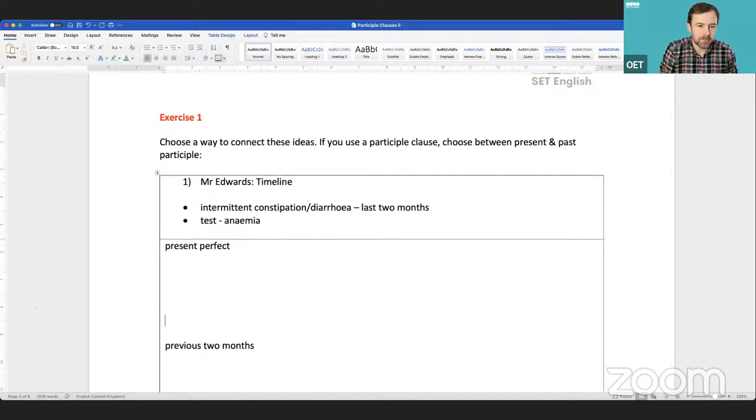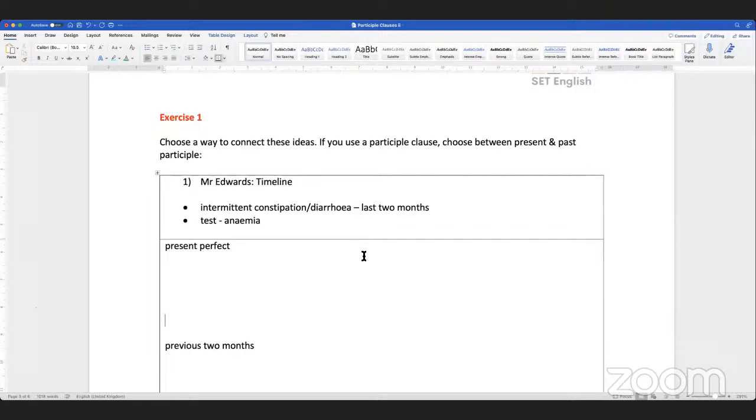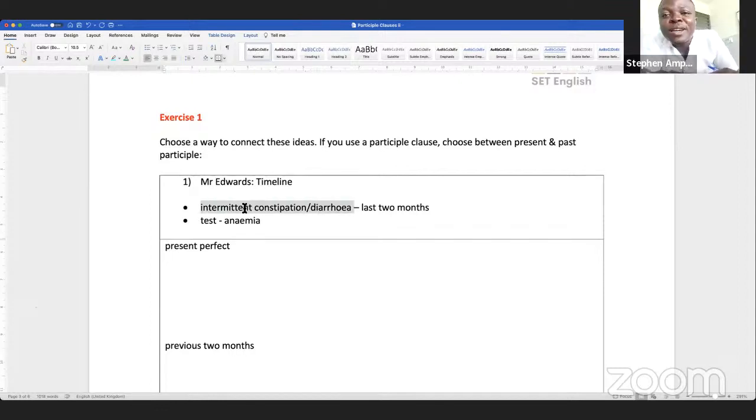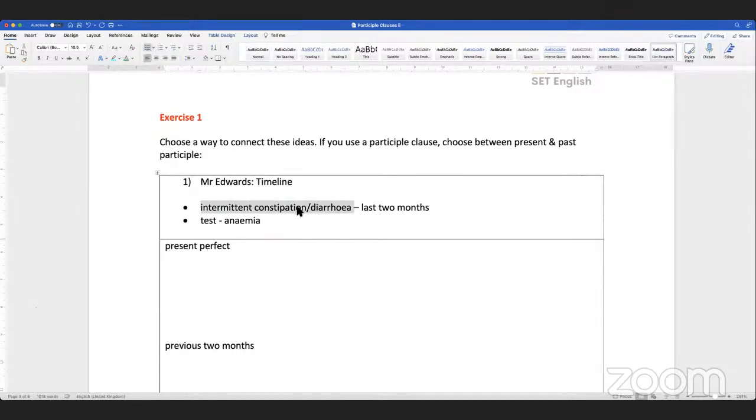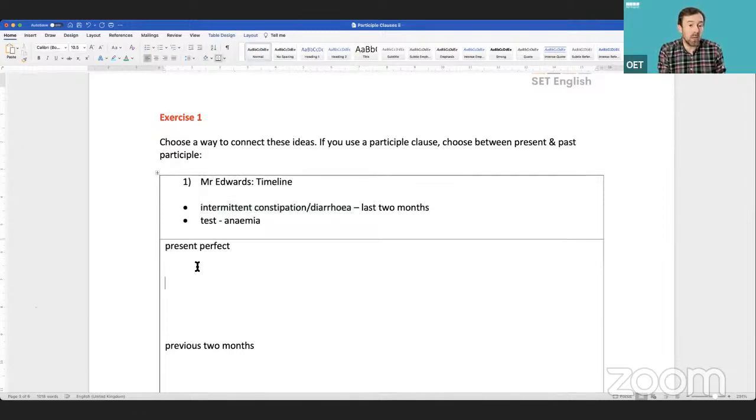So first one, intermittent constipation and diarrhea. In your mind, why do you think you did the test for anemia? Any reason why? To know about the hemoglobin level. Bleeding. Diarrhea. Because of this. Yes. Because of this. Okay, now there's a really simple way for us to do it.